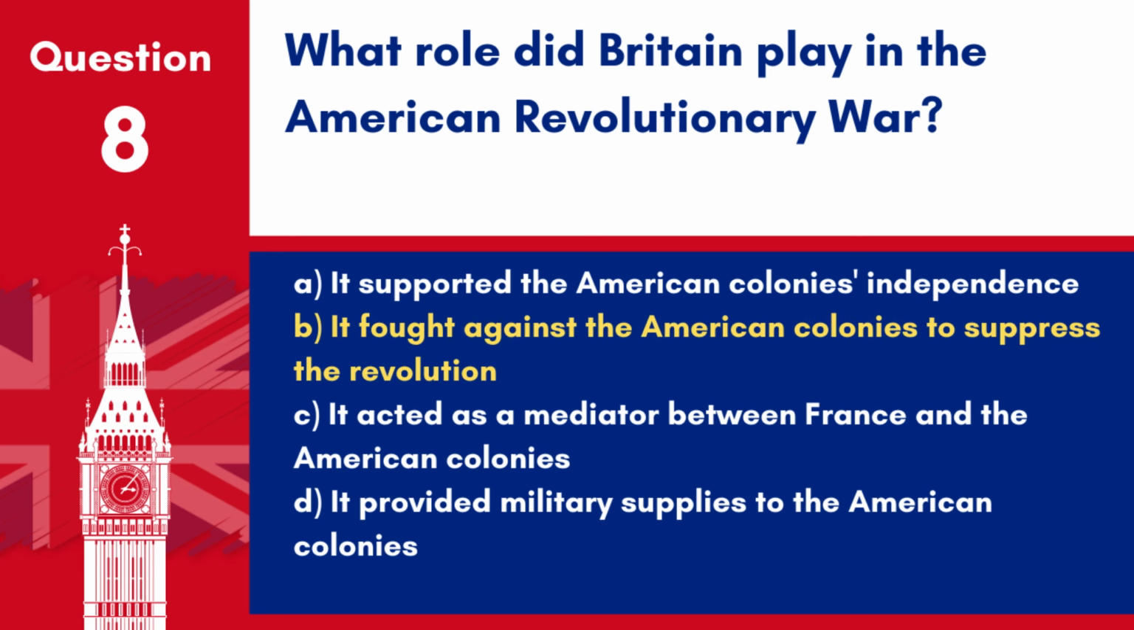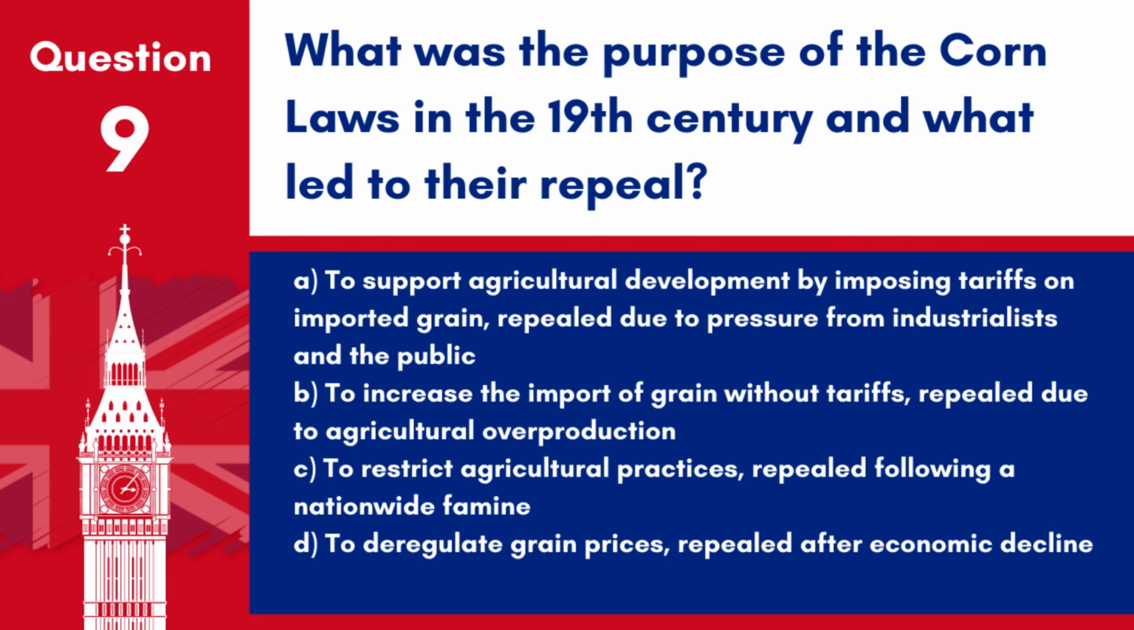Answer. B. It fought against the American colonies to suppress the revolution. Britain played a central role in the American Revolutionary War by fighting against the American colonies in an attempt to maintain control over them.